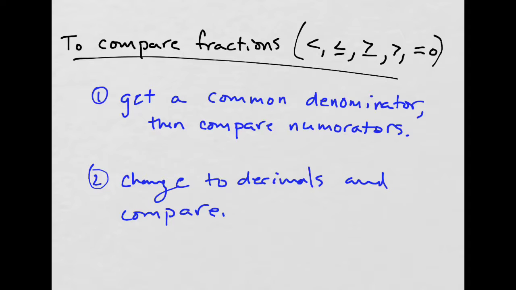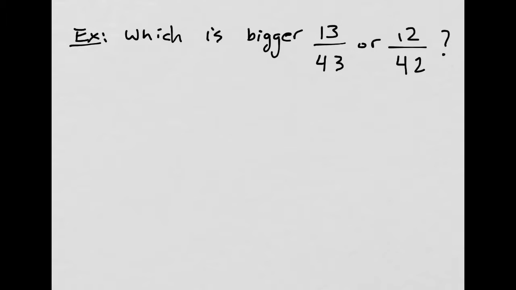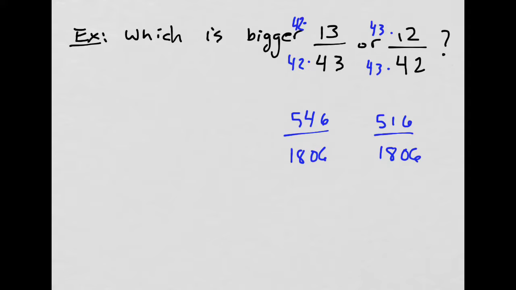So let's do a quick example. The question is, which one is bigger, 13 out of 43 or 12 out of 42? I can't tell right away. So what I'm going to do, first way, get a common denominator. I can just multiply this one by 42. I think 43 is a prime number. And then multiply this one by 43. I'm just getting a common denominator. So in this case, this numerator is definitely greater, so that means this fraction is definitely greater. I'm unreducing these. That's all I'm doing.